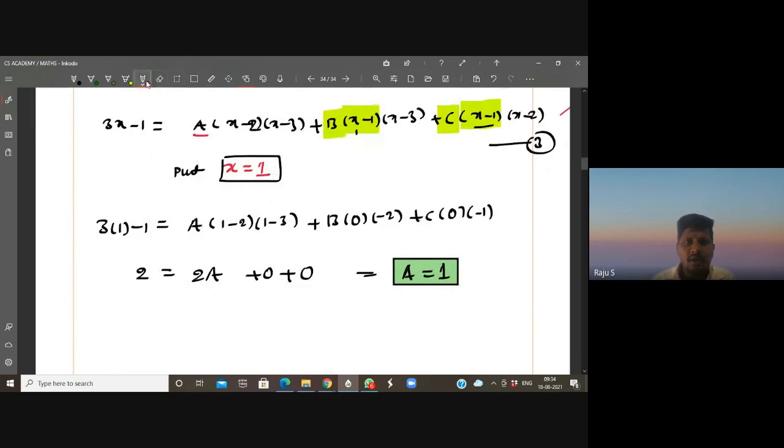Okay, for what value of x? Okay, we got a value. For what value of x do a and c become 0?